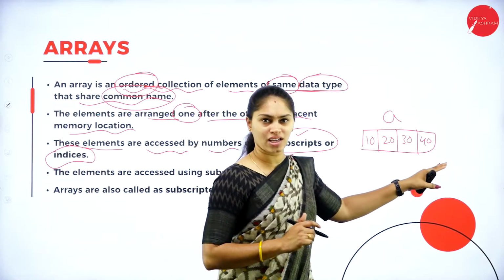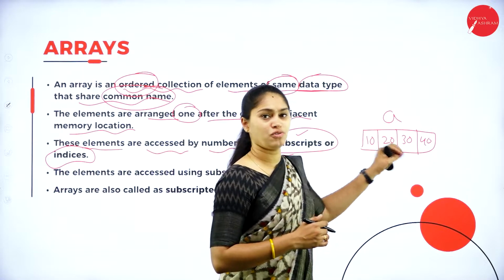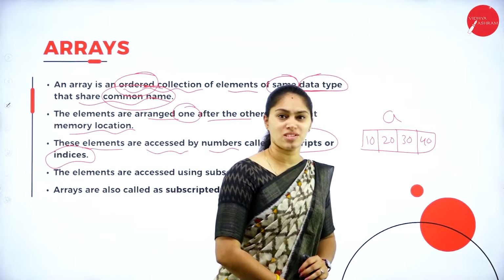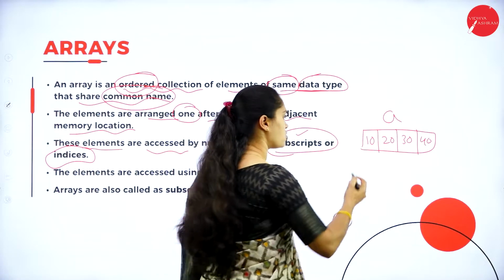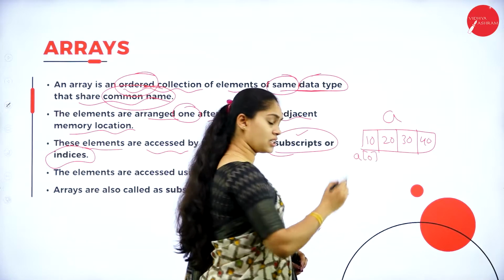For example, here I have 4 elements, isn't it? 10, 20, 30, 40. But what if I have 1000 elements? How can I know where 50 is located, where 95 is located? In order to know its position, we use certain numbers. Those numbers are called subscripts. So here, what is the name of the array? A.